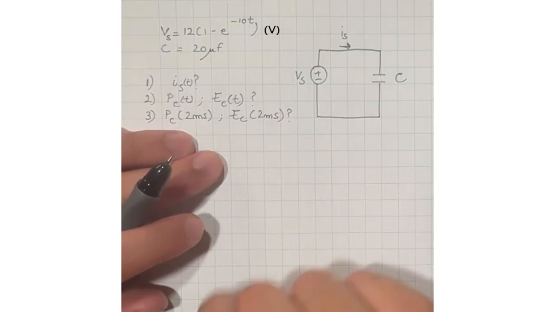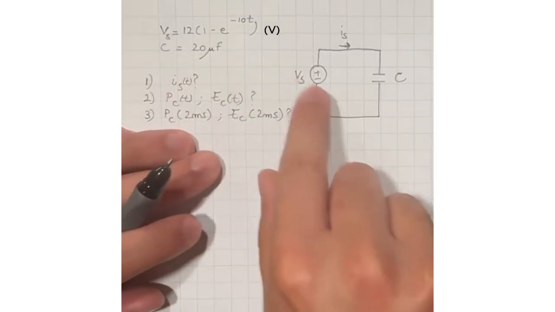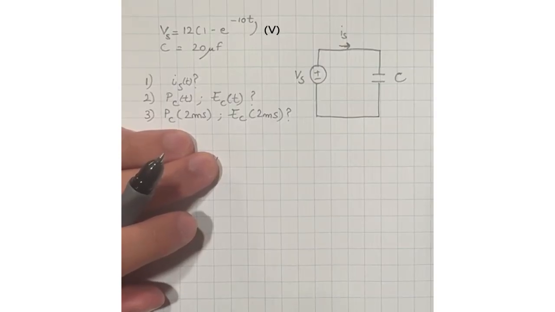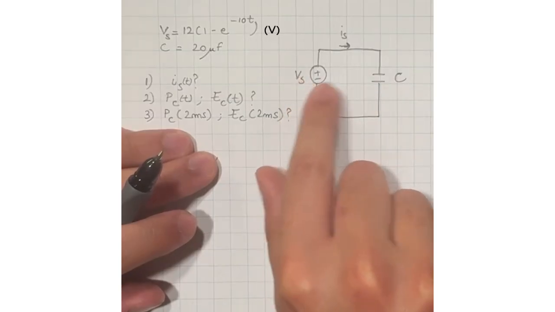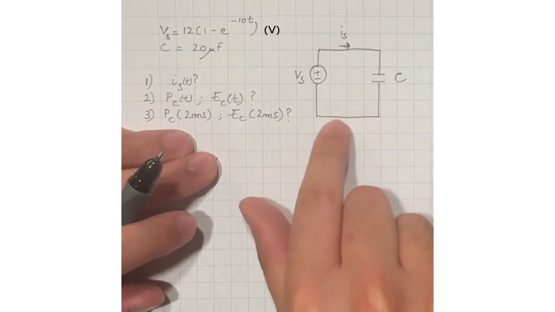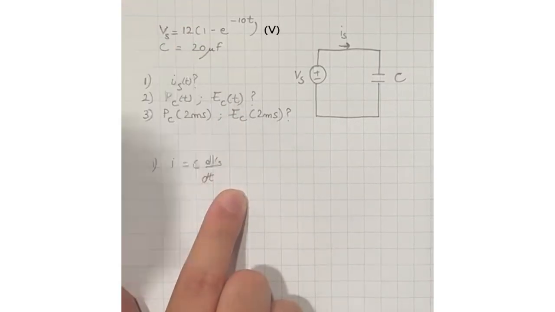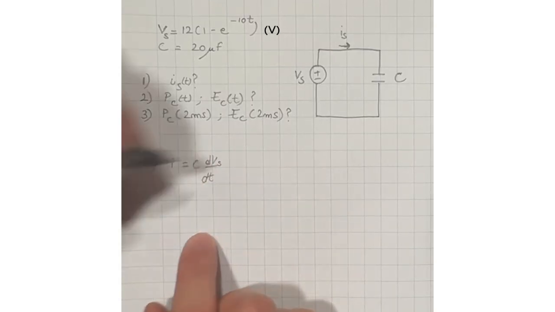So in this exercise, we have a voltage source in series with a capacitor, and we know that the voltage across the voltage source is 12 times 1 minus e to the minus 10t, and the capacitance of the capacitor is 20 microfarad. So in the first question, we are asked to find the current flowing through the capacitor. Since the capacitor is connected directly with the voltage source, the voltages across them is going to be the same. So we can use the formula that I is equal to C dVs by dt. So we will need to find dVs by dt first.